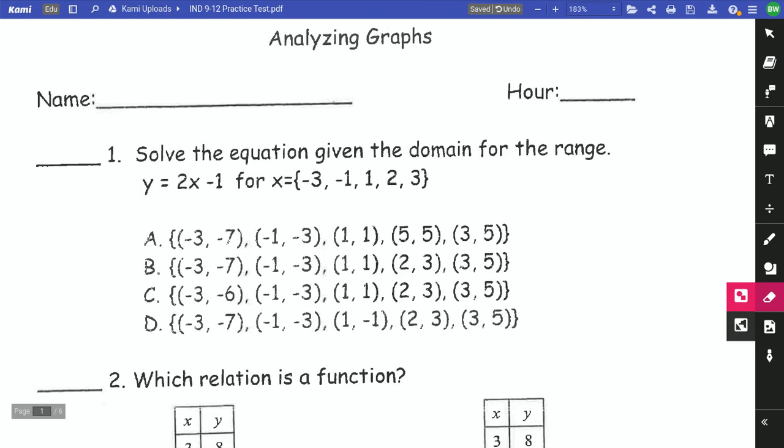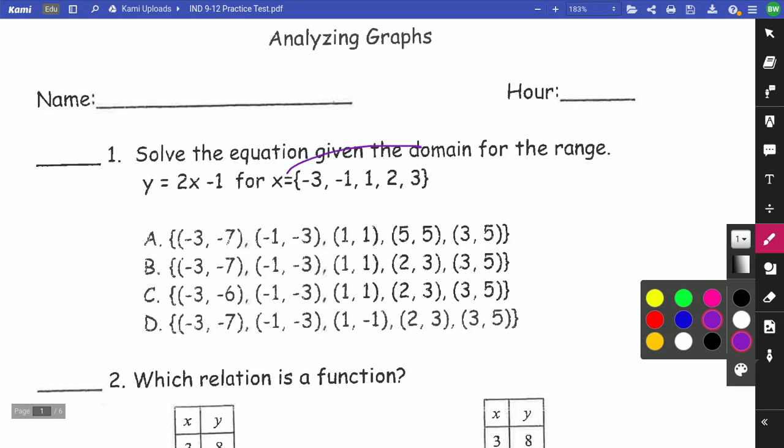Solve the equation given the domain for the range. So we want to know the range of this. And they give us the domain and they give us the rule for generating the y values. And they want to know, what is the range? So they give 4 sets of ordered pairs.